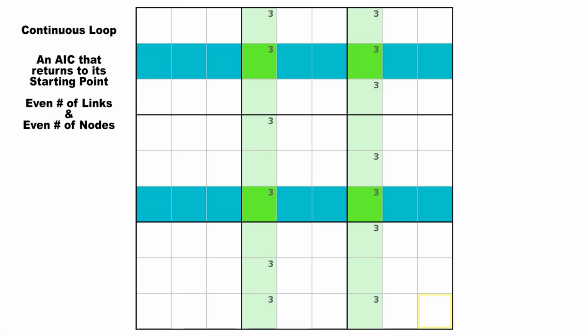The amazing thing about continuous loops is that once you have correctly constructed one, all the weak links actually become strong links, which can sometimes lead to large numbers of candidate eliminations in one operation.